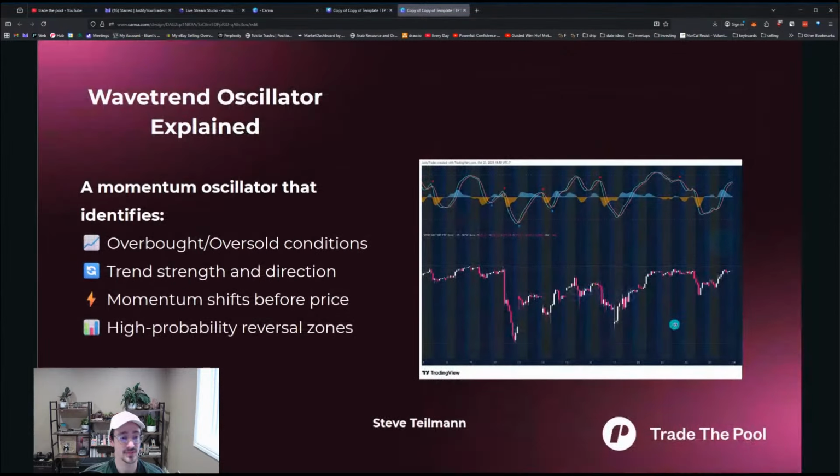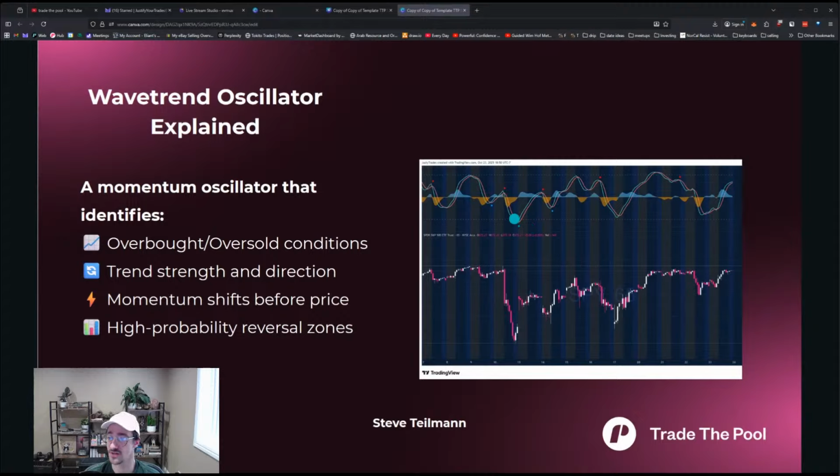So here is the WaveTrend Oscillator. And here's, whoops, where am I? There I am. So this oscillator is, there we go, there's my mouse, up here. We have a few components that we'll talk about, but for right now, all you need to know is that it shows you overbought and oversold conditions.